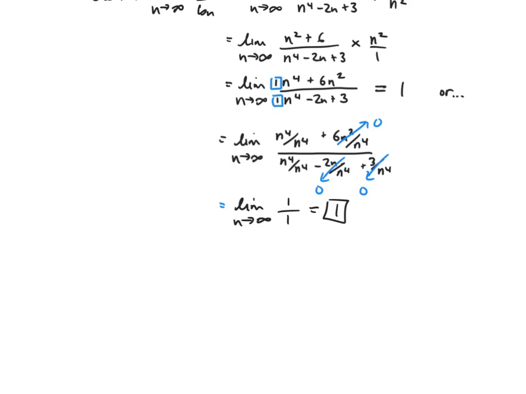Either way is fine with me. If you use the ratio of the leading coefficients, a-okay, or if you formally divide the whole expression by n to the fourth and get 1, that's a-okay too.